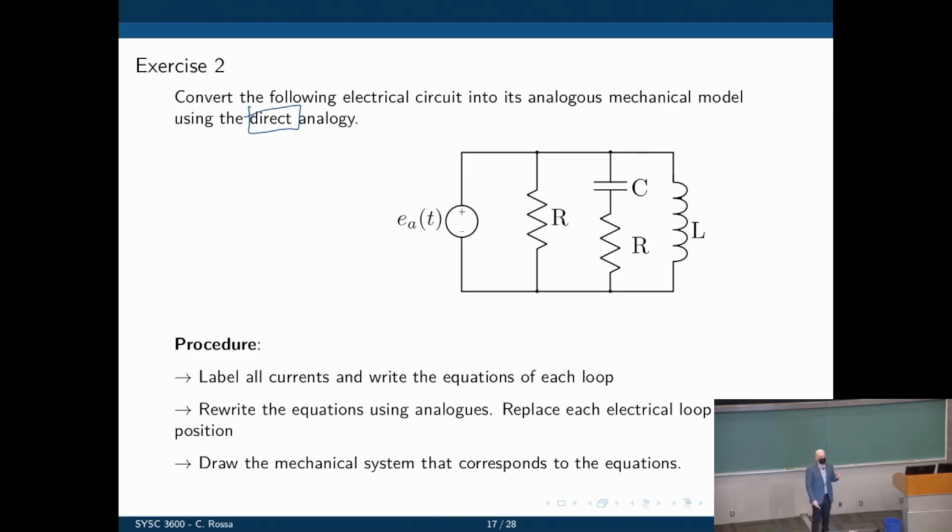So let me give you one hint. Look at capacitors in the system. If the capacitors are not grounded, don't go with the indirect analogy. Go straight to the direct analogy, because it's going to be a nightmare to find the equations otherwise. So that's a good indication. If a capacitor is not grounded, direct analogy. If the capacitor is grounded, it might be easier to go with the indirect analogy. In this case here, it's easier to study the system with loop equations anyway, so it makes more sense to go with the direct analogy.